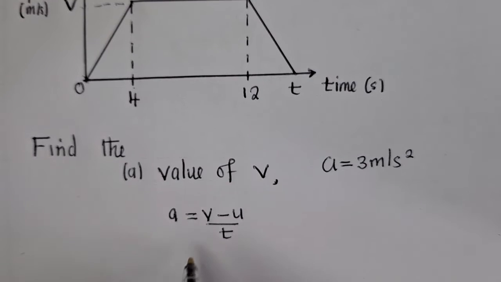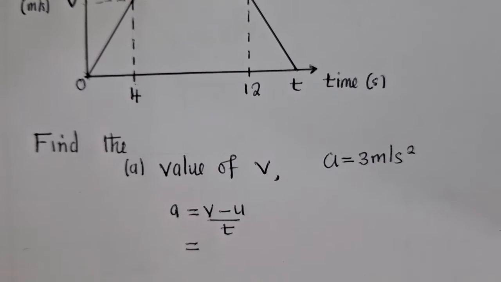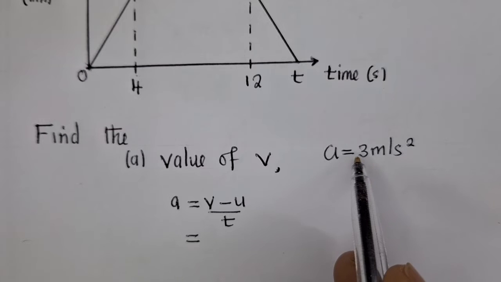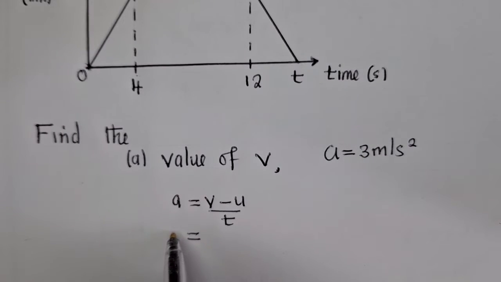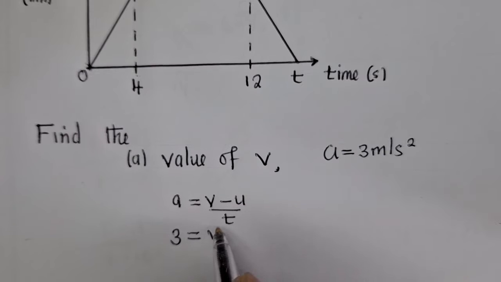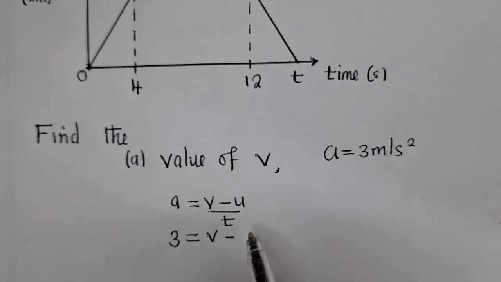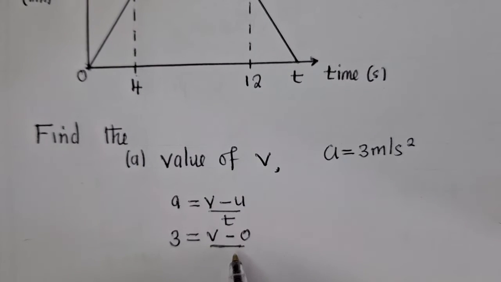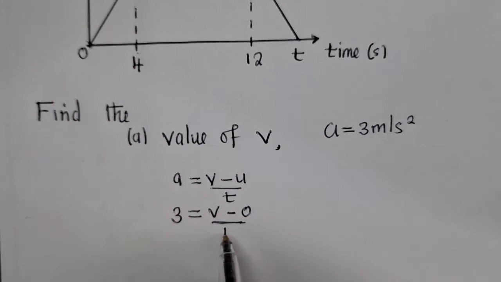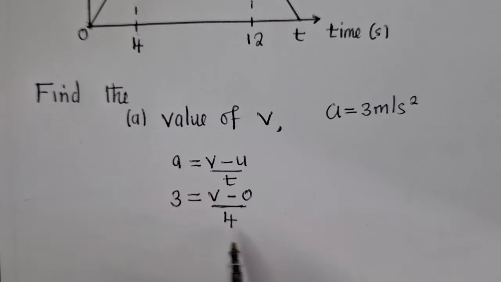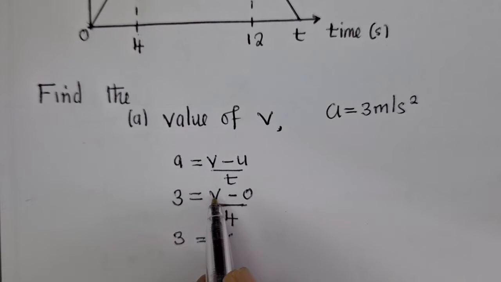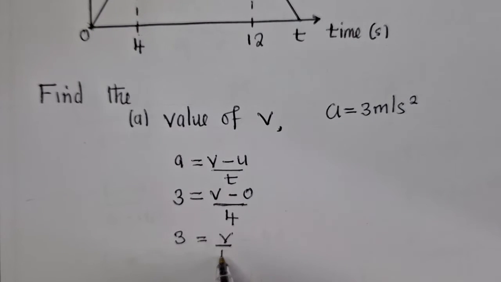So we just plug into our formula. We start with a. Do we have a here, acceleration? Yes, in the statement they said the acceleration was 3 meters per second squared. So this is our a. For v, we write v minus our u, which will be 0 where it started from, over t, which is 4 seconds. So we solve for v: 3 is equal to v minus 0, which is v over 4.